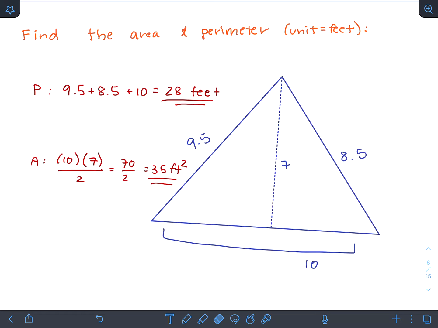And then for the area, you would do the base times the height divided by 2. So that would be 10 times 7 divided by 2. You'd multiply 10 times 7 to get 70 divided by 2. And then you would reduce that to 35 feet squared. Okay, so remember, your units for perimeter are just the typical unit, the first power, and then the unit for area is the unit squared.